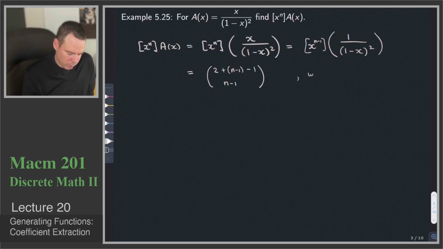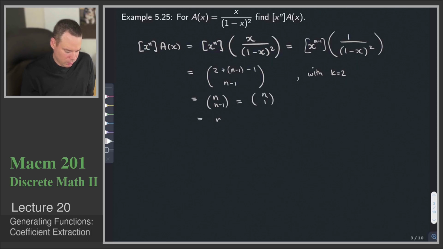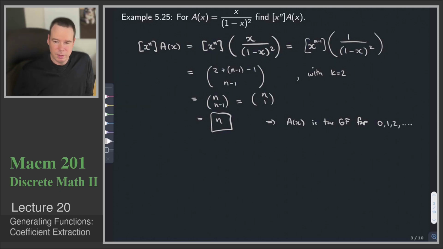And that's going to be that. So this is with k equal to 2. And so this becomes n choose n minus 1. But n choose n minus 1 is the same thing as n choose 1, which is just n. And so there we go. We've got our coefficient of x to the n. It's just n. In other words, this tells us that a of x is the generating function for the sequence 0, 1, 2, and so on. Consecutive integers, but now starting at 0.